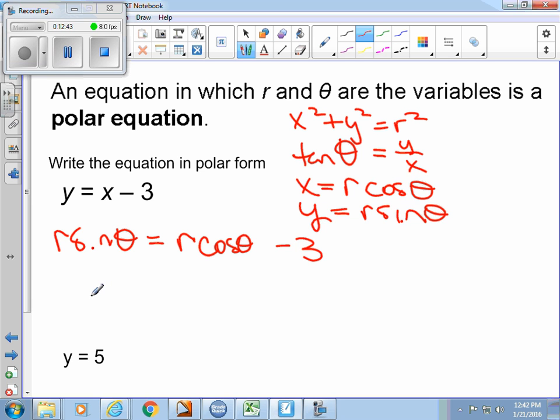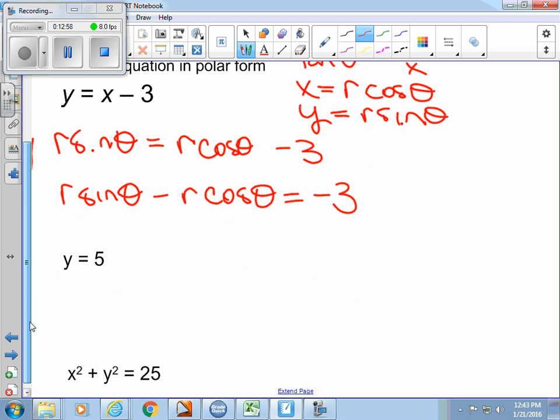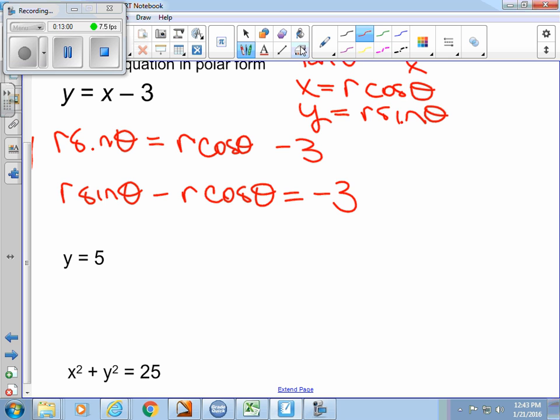Now, I don't know how much we did last year. I think I made you do this last year, but if not, I am going to go ahead and make you solve for r. Why would we want to do that now that you've done some of the homework and seen what your calculator looks like? Why would I want to solve for r? That's like solving for y. That's how you plug in polar coordinates into your calculators in r equals format. How could I solve that for r? Factor out an r.